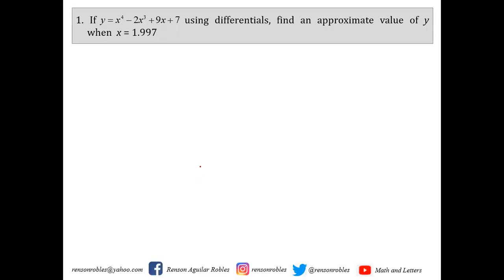So if y equals x to the 4 minus 2x cubed plus 9x plus 7, by using differentials, find an approximate value of y when x equals 1.997. So what we are going to do first is to choose two numbers which are greater than and less than 1.997. We say that 1.997 is greater than 1 but less than 2. So between 1 and 2, we choose a number which is very close to 1.997, and we say it's 2. So we let x equals 2, and therefore dx is just the difference between 1.997 and 2, and that is equal to negative 0.003.